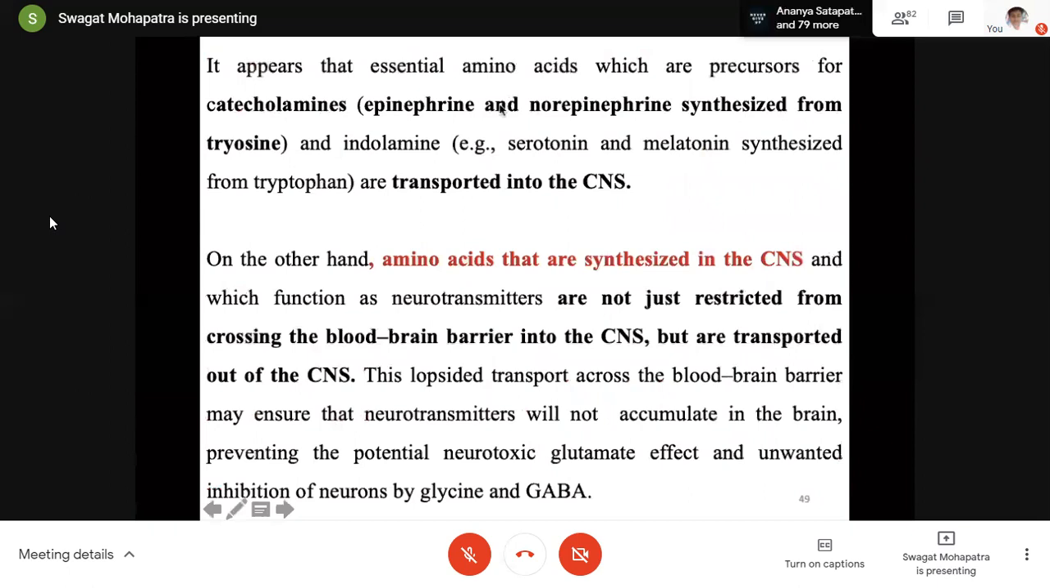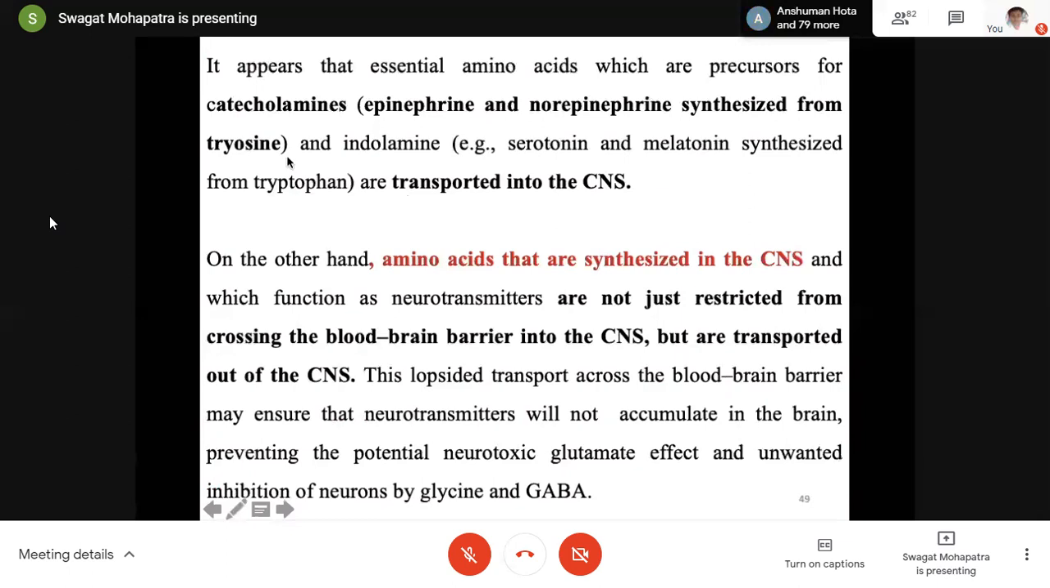It appears that essential amino acids which are precursors for catecholamines like epinephrine or norepinephrine, synthesized from tyrosine, and indolamines, for example serotonin and melatonin, synthesized from tryptophan, are transported into the CNS.